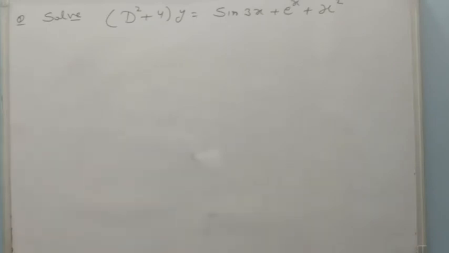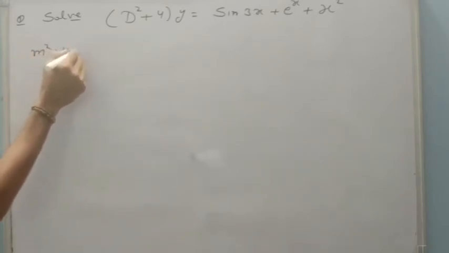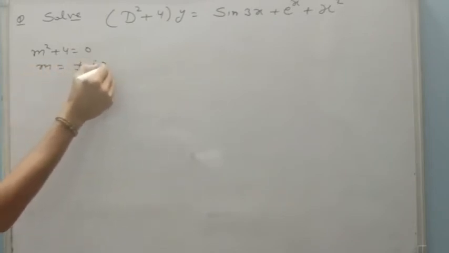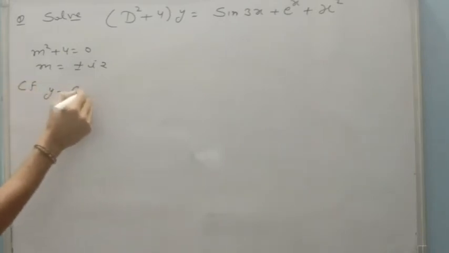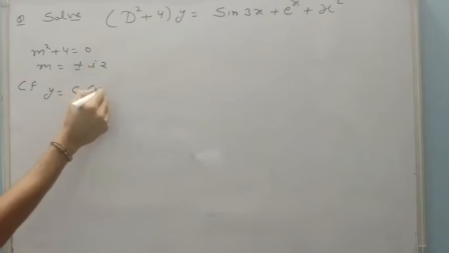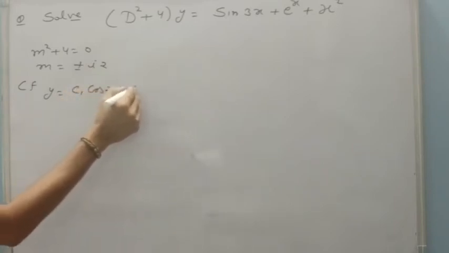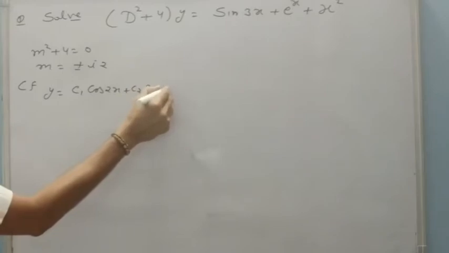Now this is the example in which the first case, second case and the case number third, all three cases I have taken. So now solve it. The auxiliary equation is m square plus 4 equals 0, means m equals plus minus 2i. So the complementary function will be y equals c1 cos 2x plus c2 sin 2x.